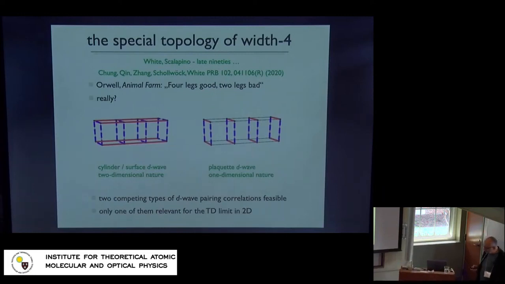That's not true here. Because if you look at a cylinder with 4 legs, that's this object here, you can put D-wave plaquettes on it like this, on the surface of the cylinder. And this is, of course, the 2D way of thinking about it, because you can make the cylinder larger and larger and still put these D-wave plaquettes on the outside of the cylinder in this way. So that's the kind of D-wave superconductivity we would like to see. On the other hand, in the very special case of four legs, you can also put plaquettes here like slicing a salami. And that is, of course, a purely one-dimensional problem, and you can continue that as long as you like, but it has no extrapolation towards two dimensions. So there are two competing types of D-wave pairing correlations feasible on a width 4 system, and the question is, of course, which one was observed. Only one of them is relevant for us.